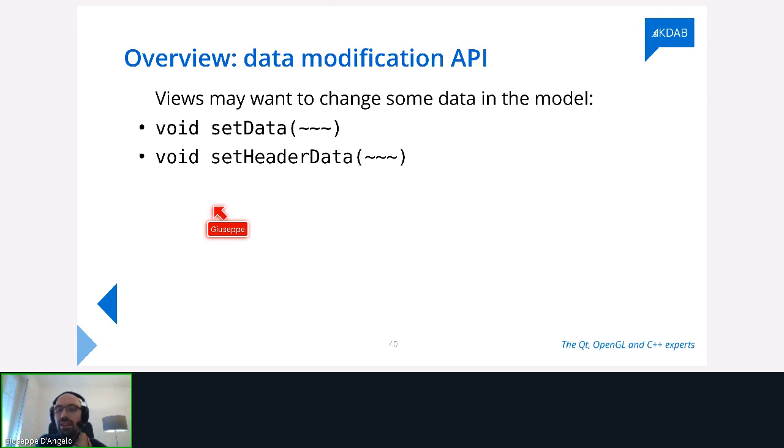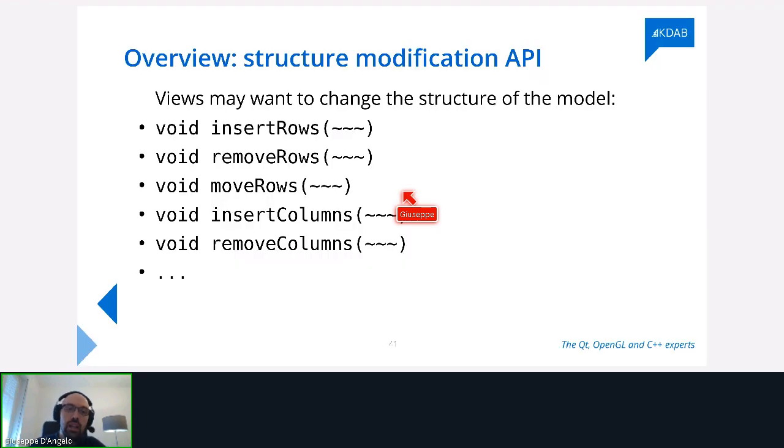Also, views may want to modify the data inside your model. So optionally, you also have to implement functions like setData or setHeaderData if you want a view to change the data inside your model. And finally, you may also want to let a view modify the structure of your model. For instance, by moving a row from somewhere to somewhere else. Okay.